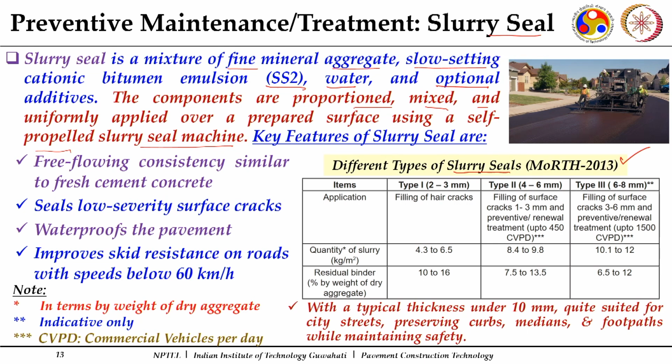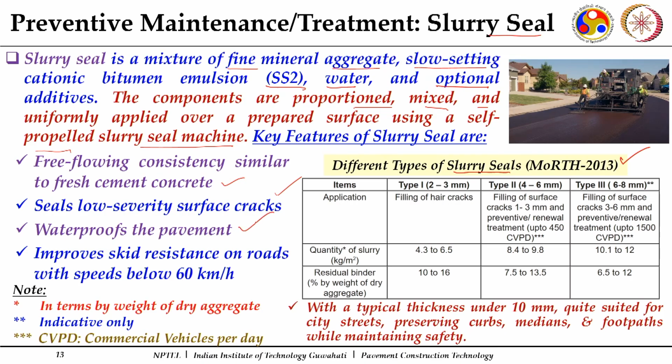Now what are the key features or key benefits associated with it? It has a free flowing consistency similar to cement concrete, so the application is easy with this slurry seal. It seals low severity surface cracks. The low severity is around 3 mm to 5 mm cracks, which can be sealed with this.